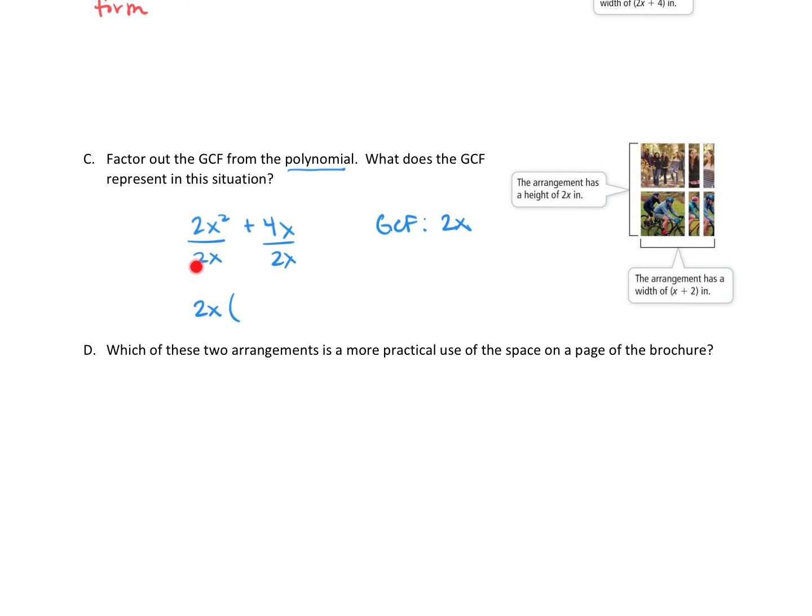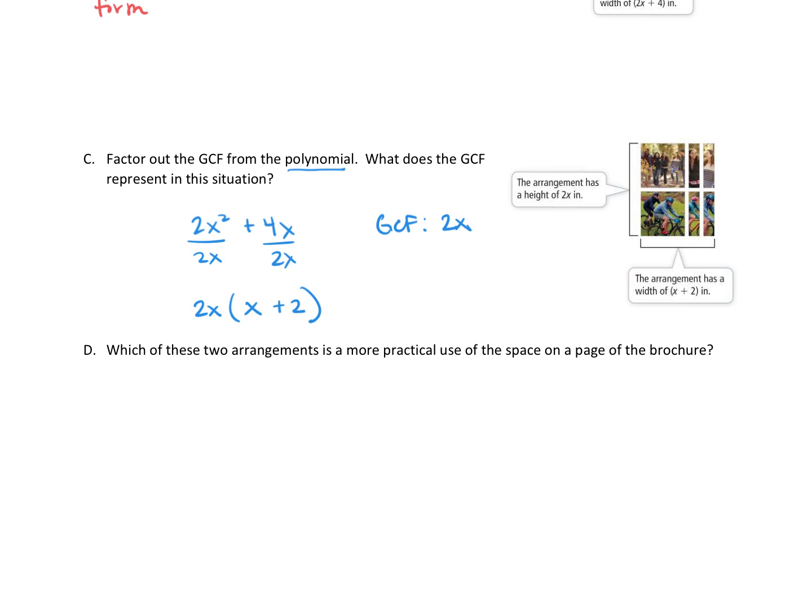So 2 divided by 2 is 1, x squared divided by x is x to the first power, and then we have a 4 divided by 2 is a positive 2. And then the x divided by x will cancel. So factor out the GCF, that's what we did. What does the GCF represent in the situation?